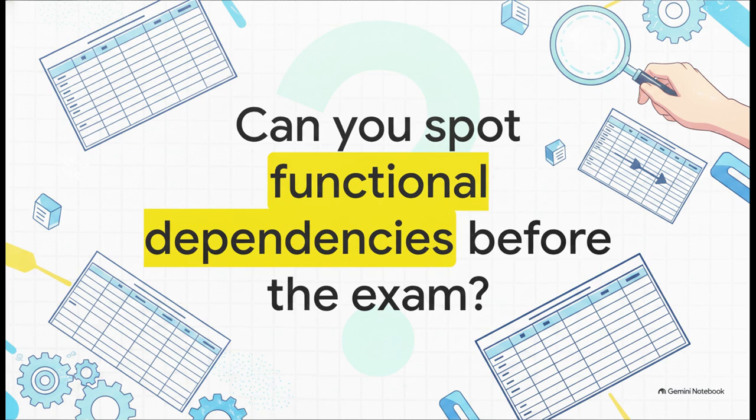As you hit the books tonight, I want you to challenge yourself. Pull up a raw, messy table from one of your past papers. Can you spot the functional dependencies, where one attribute dictates another? Can you actually apply these rules and bring order to that chaos? Mastering that process is the true secret to acing your database design questions.